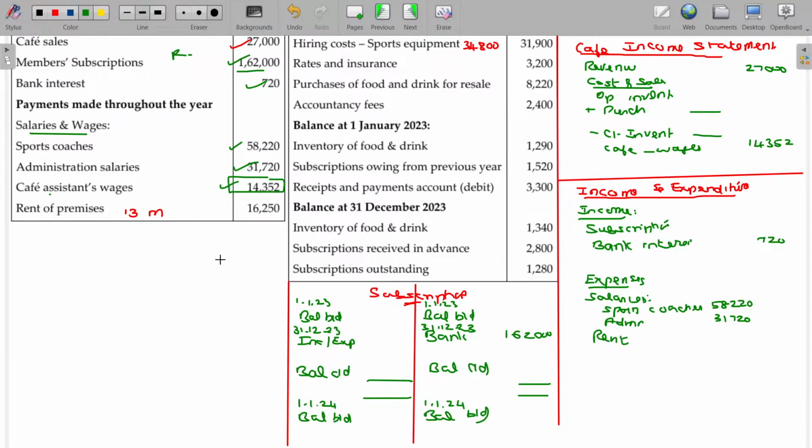Anyhow, the rent of premises is for 13 months, but we need to consider only 12 months. 16,250, but we account only for the 12 months. So you have to calculate for the 12 months. 16,250 into 12 by 13. Value being 15,000.